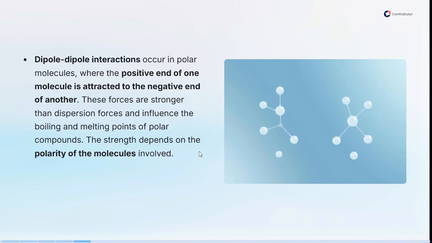So their strength is also dependent on the polarity of the molecule. That's the strength of the polarity. These two molecules now, we say one of them has a positive end, the other has a negative end. So depending on how polar these molecules are, it would also determine how strong the dipole-dipole interaction would be. With that being said, let's see what is next.